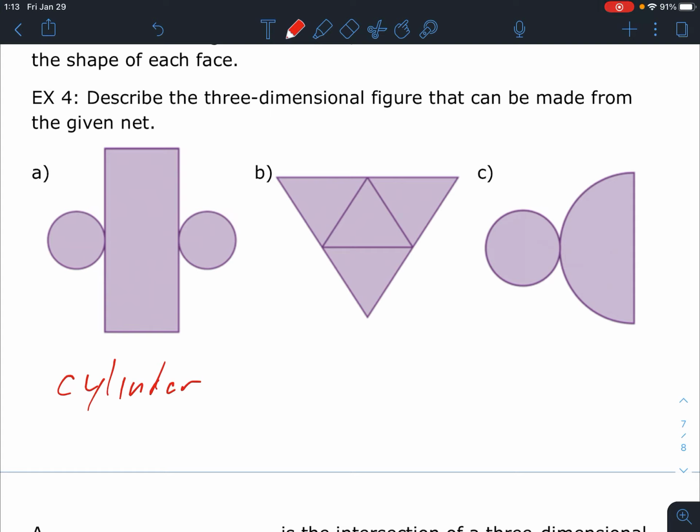The next one also should be fairly simple. If you took that middle triangle as the bottom of the figure and folded the other triangles up, this would be a triangular pyramid. C might be a little more difficult for us to see what happens here, but if you folded that semicircle around the circle, this one would actually turn into a cone.